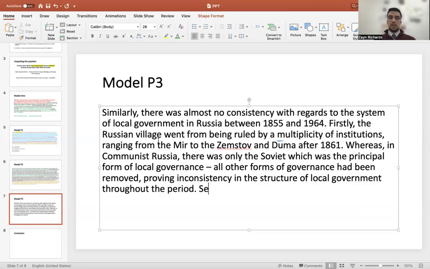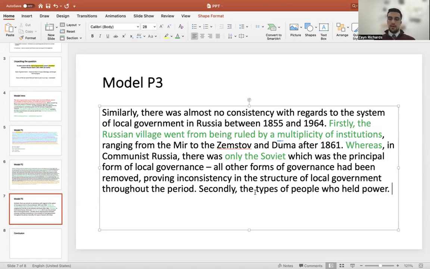Okay. Secondly, so this is my first bit of synthesis here. No, it is there. So that's the first bit of synthesis. I'm talking about multiplicity of institutions, and then the comparison is there was only. I'm using words like whereas. Okay. So then I say, secondly, the types of people who held power in local government.